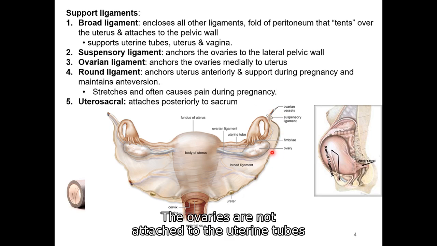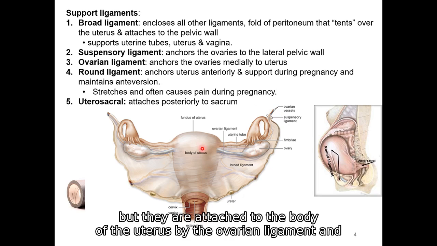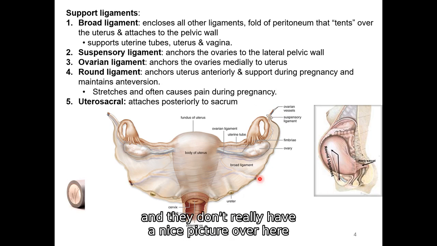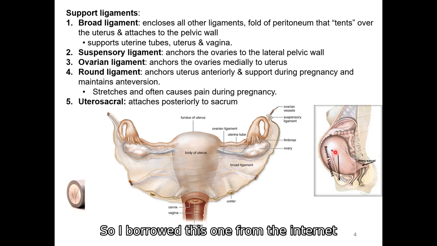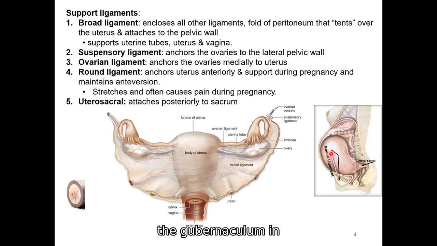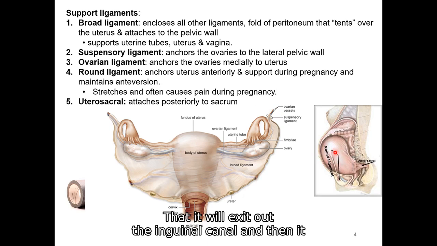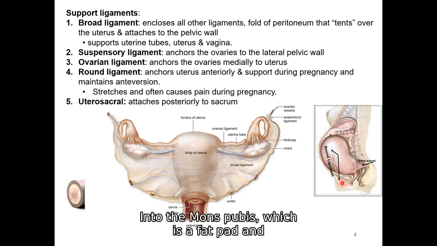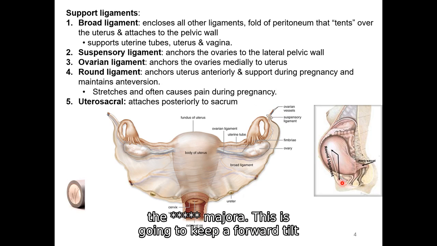The ovaries are not attached to the uterine tubes, but they are attached to the body of the uterus by the ovarian ligament. And then there is another ligament called the round ligament, and they don't really have a nice picture over here, so I borrowed this one from the internet. Okay, so the round ligament is going to be analogous to the gubernaculum in that it will exit out the inguinal canal, and then the fibers are going to basically spread out into the mons pubis, which is a fat pad, and the labia majora.